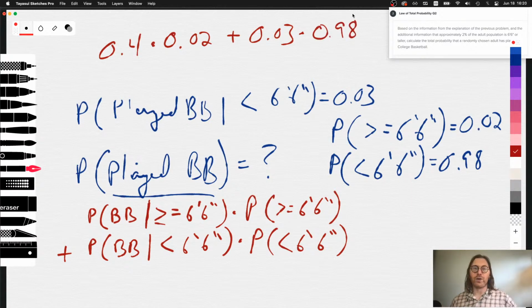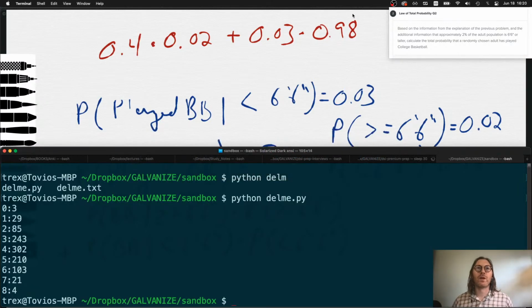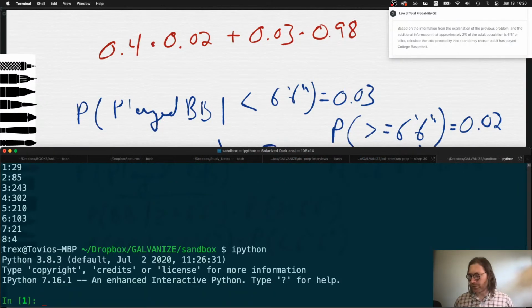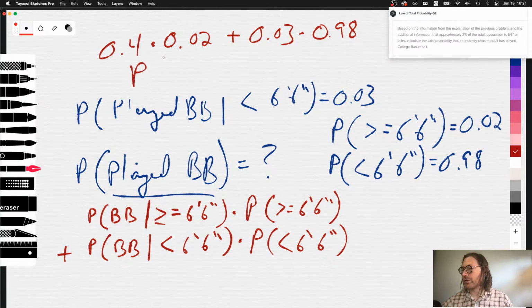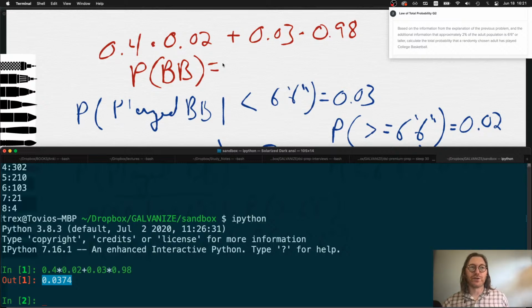Okay, we can throw that into a calculator, and that is going to be 0.4 times 0.02 plus 0.03 times 0.98. And it looks like there is a 3.74 probability of playing basketball. So the probability of playing basketball, in this case college basketball, is 0.0374.